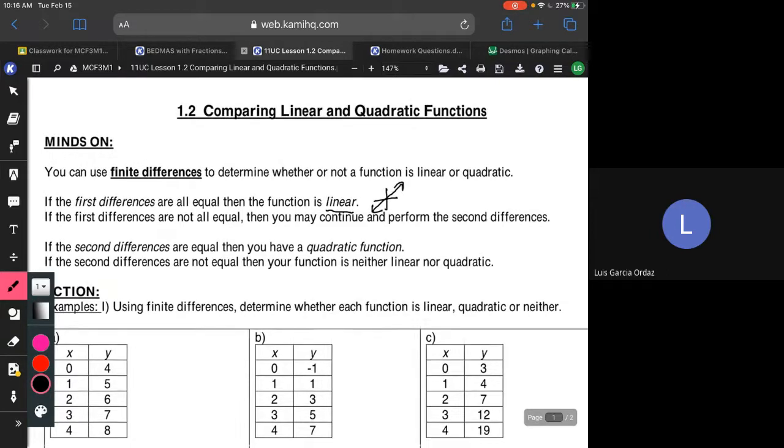Now, if my first differences are not the same, we then have to do something called the second differences. When the second differences are the same, that means that my graph is quadratic. So I have a graph that looks like this. It's one of those U graphs that I have.